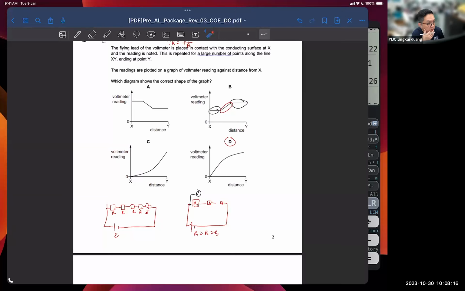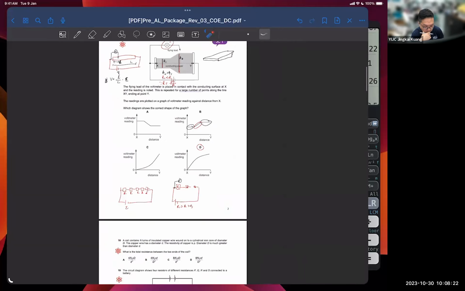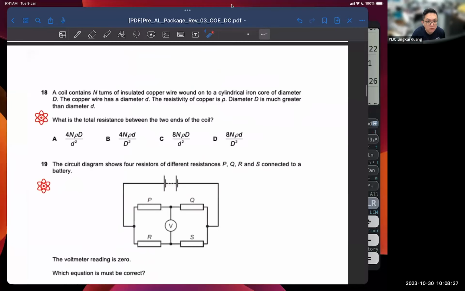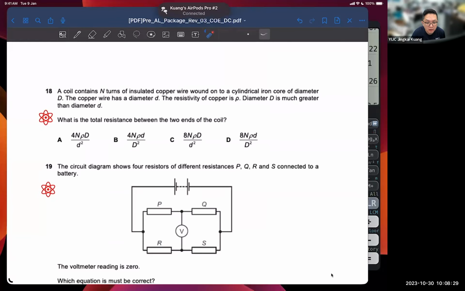Okay, any issues for this one? Don't have? Go on. Next one. Okay, next one. Actually, this one is quite not too difficult, I think.